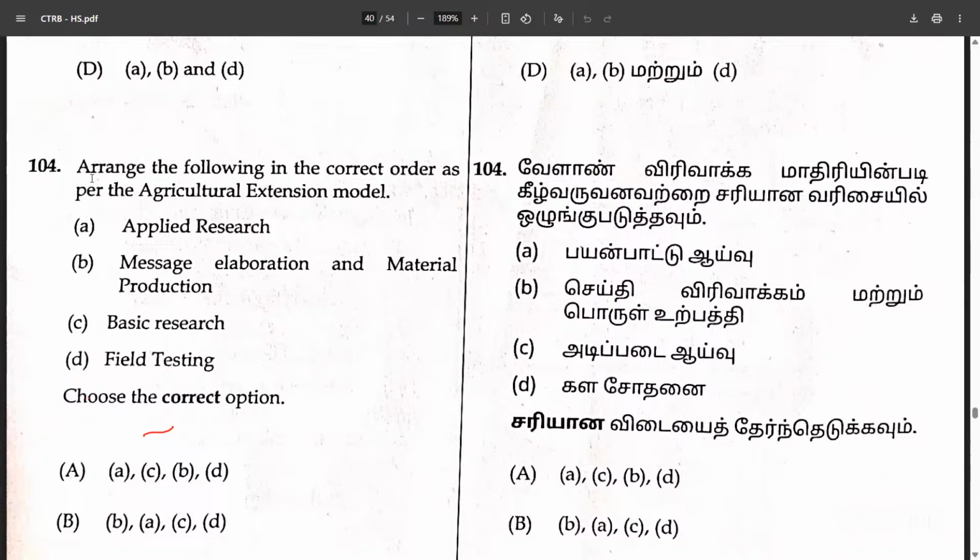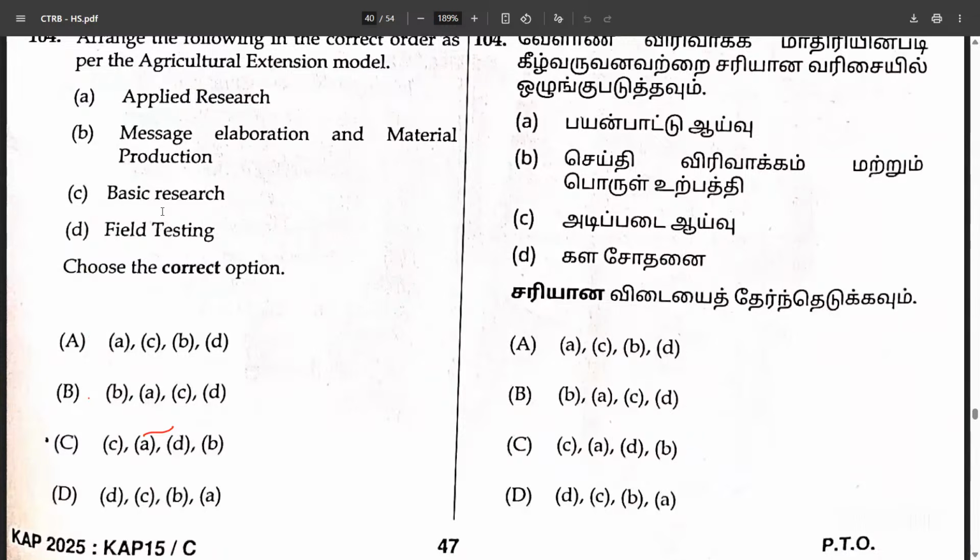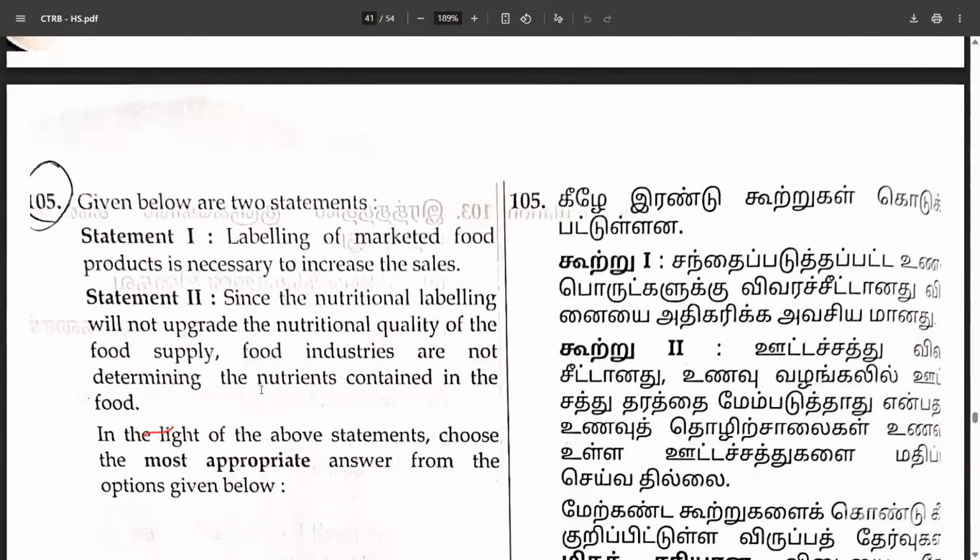104 question is to arrange the following in the correct order as per the agriculture extension model. Here we have applied research, message elaboration and material production, basic research and field testing. So basic research will be first, then applied research, then field testing, and message elaboration and material production will be the last one.